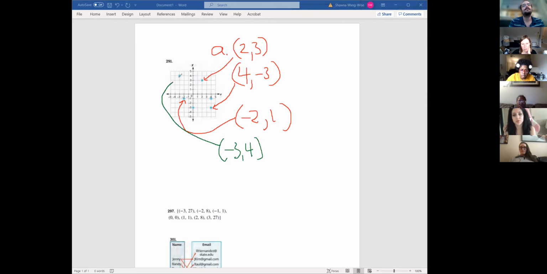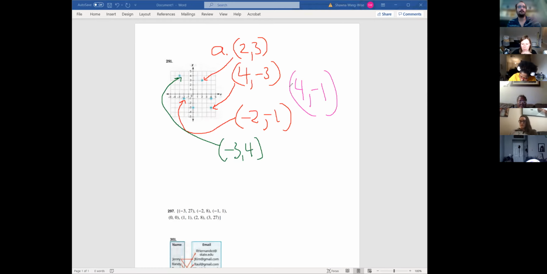Okay. I think the one above is supposed to be -2, -1. Oh, did I write it wrong? Yeah, because isn't it -2? Oh, you're right. Oops, I just forgot the negative on my mouse clicking. All right. We have one more point. Did you have one more, Kathleen? And then I have 4, -1. Oh, there are two more. Yeah. Okay, 4, -1. And that is that one. And then 0, -3.